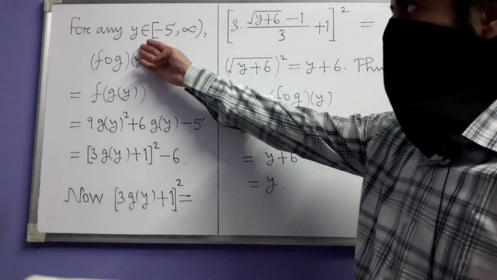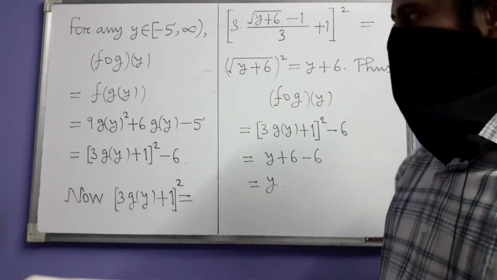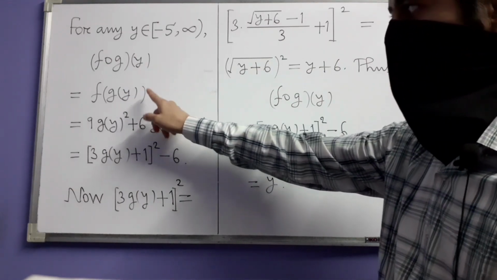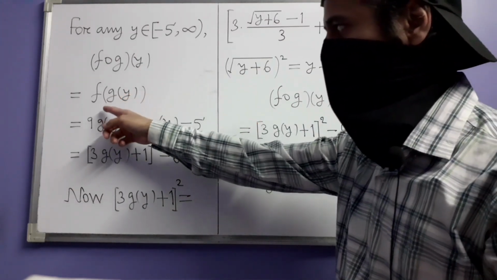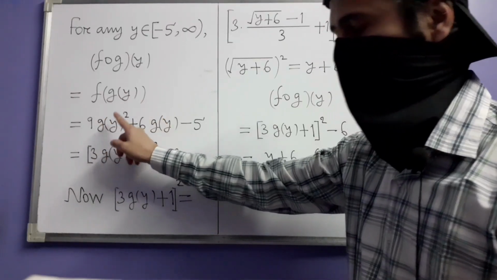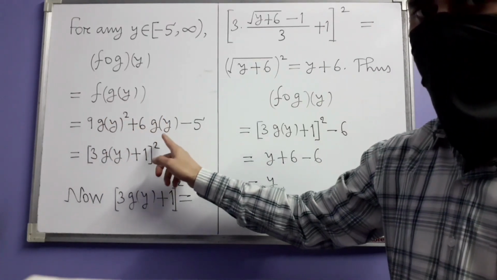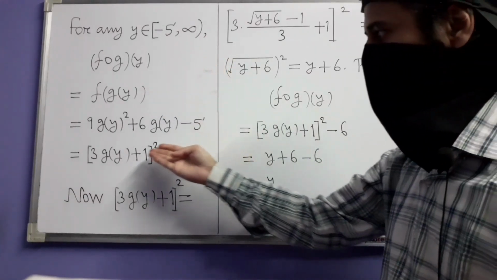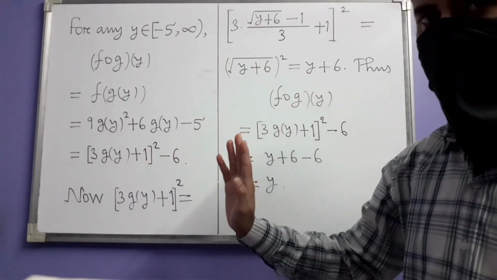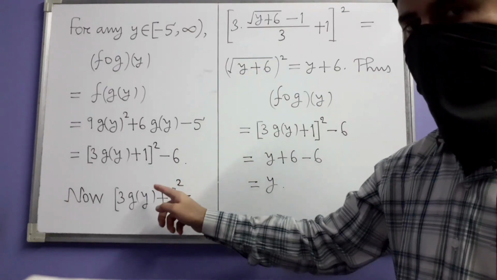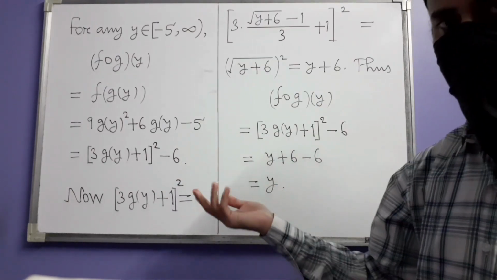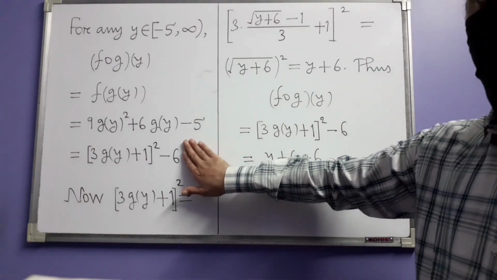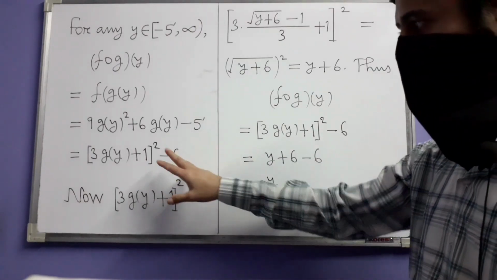So next we take any y in minus 5 comma infinity, and this time we go straight for f composite g of y, which by definition is f of g of y, and by the definition of f, this is 9 times the square of g of y plus 6 times g of y minus 5, which from the previous calculation you already know is this, the square of 3 times g of y plus 1 minus 6. Minus 6 is outside. Now we stop the calculation here. If you want, you can continue.